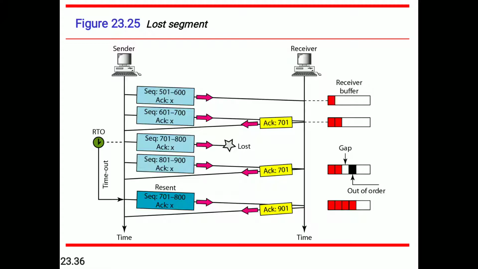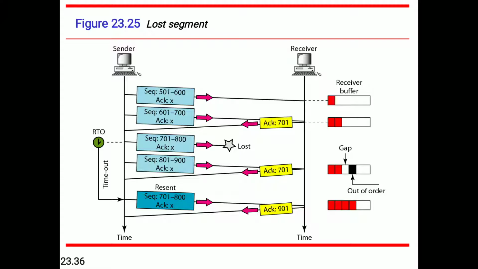Previously we have seen the normal operation. Now we will see another example. If a segment is lost during transmission, what will happen? In this example, the sender is sending the sequence numbers 501 to 600, and the sender is sending 601 to 700 without waiting for acknowledgement. The receiver is giving the acknowledgement number 701, which means that it has received up to sequence number 700 and it is waiting for sequence number 701.